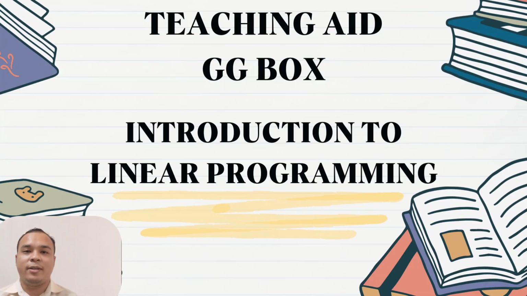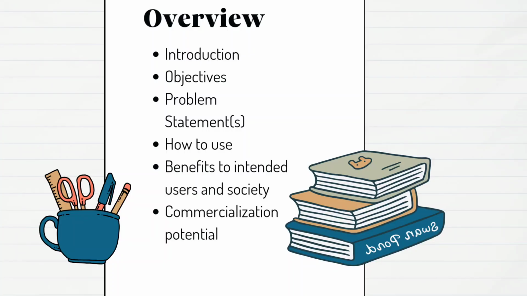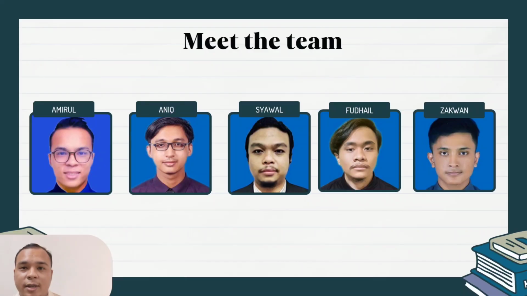Today our group, which is group 4, wants to present about teaching a GG box, which is covered for chapter 2 in Introduction to Linear Programming. This is our group. We have Amirul, Aniq, Syawal, Fudhail and Zakwan.